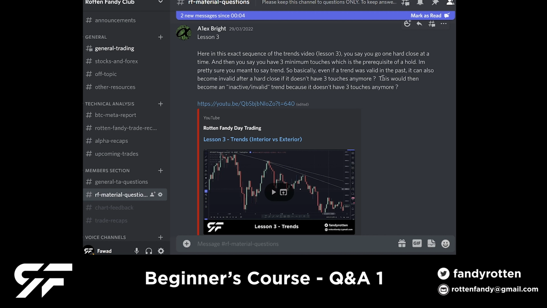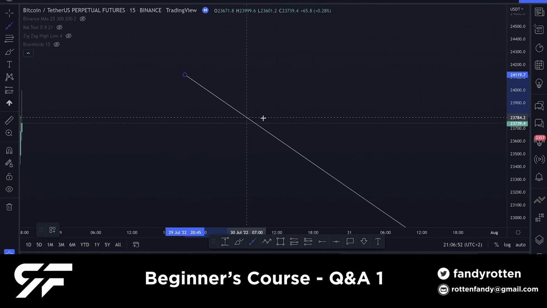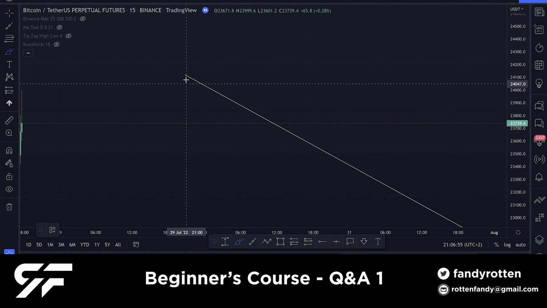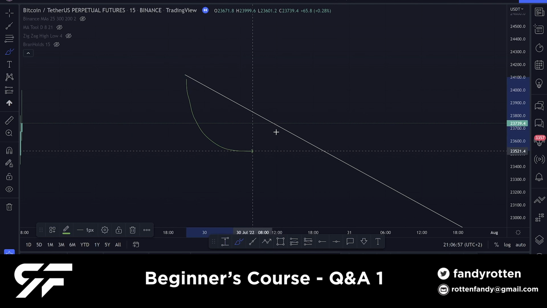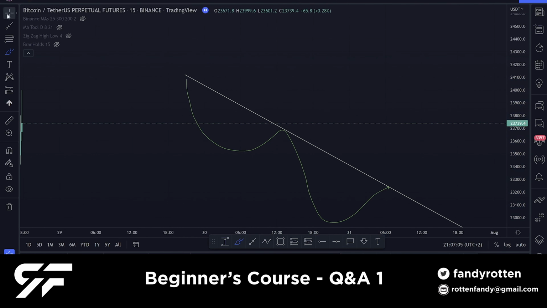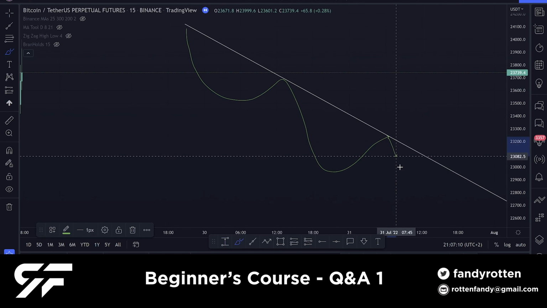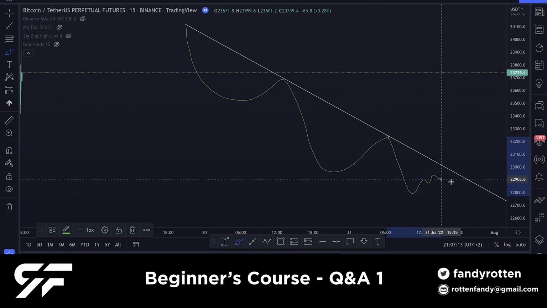And then you said this would become inactive, invalidated, if it actually had a hard close and doesn't have the 3 touches anymore. So basically what you're trying to say is something like this, if I'm not mistaken. You're saying, let's say it actually has 3 touches, right? So 1, 2, 3. Now it's an established trend, right? Now if it actually breaks out, what your question is, if it actually breaks out, let's say it actually found the low of the cycle over here, right? And then it just broke out, right?